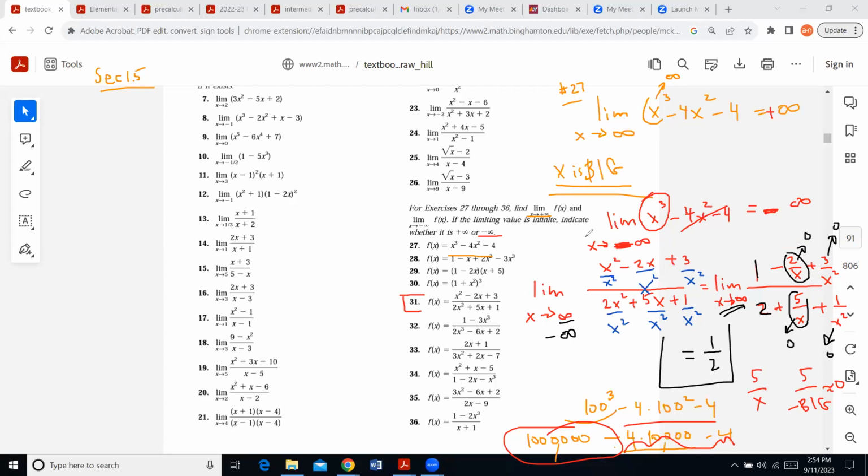And I want to make a key observation here. The fact that we have the same powers on the top and the bottom of this fraction, I don't have to create so much mess to do this exercise. I could just say 1 is with x squared on the top, 2 is with x squared on the bottom, so my limit is 1/2.